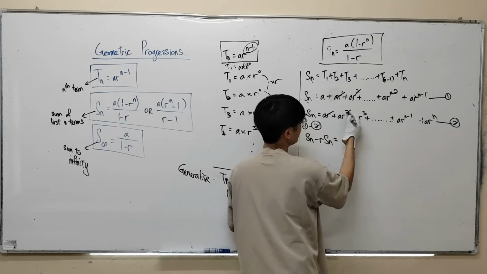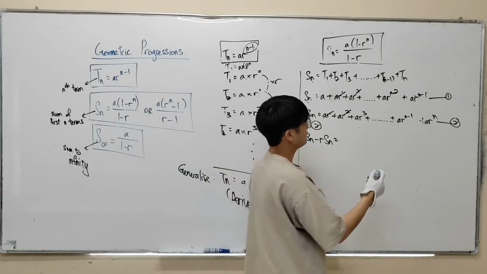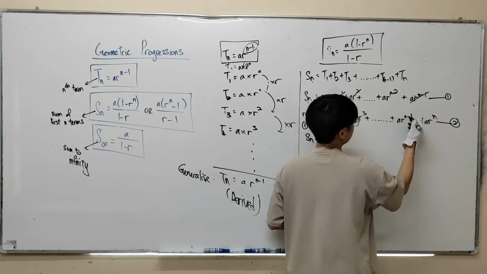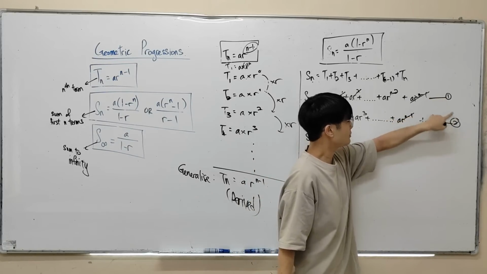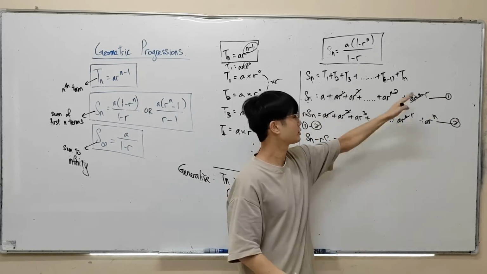And then AR power 2, when you minus this, can cut also. And then what else will disappear? This one and this one also, right? Because they are the same. It means when I take this one, equation 1 minus equation 2, this thing becomes 0 when you cut them, right?